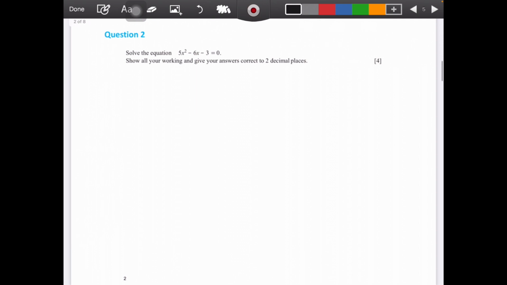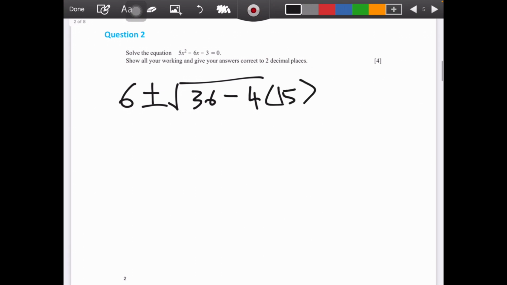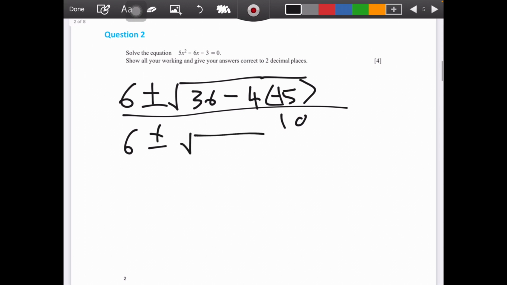So negative b, so 6, plus or minus the square root of b squared, 6 squared is 36, minus 4 times 5 times negative 15, and all of this over 10. So we have 6 plus or minus the square root of 36 plus 4 times 15, which would be 60, so 36 plus 60 would be 96, over 10, for the values of x.